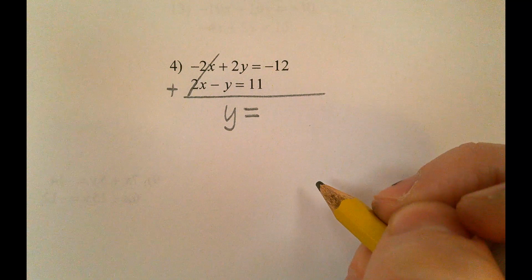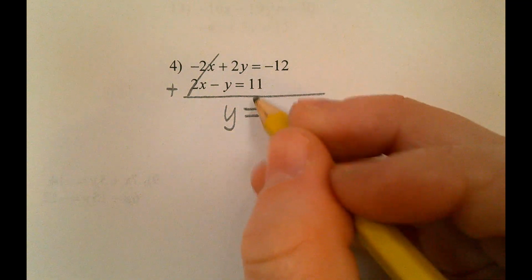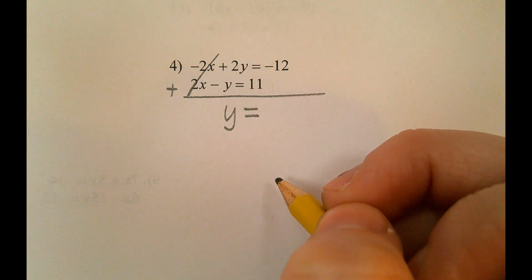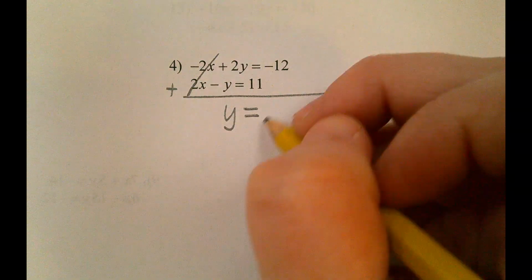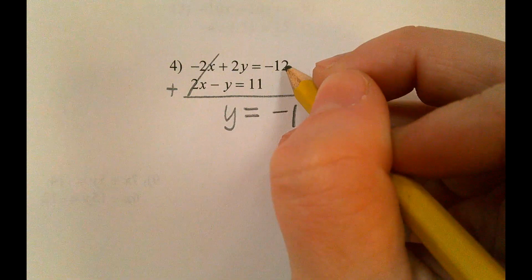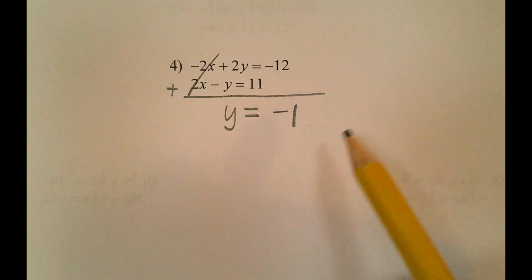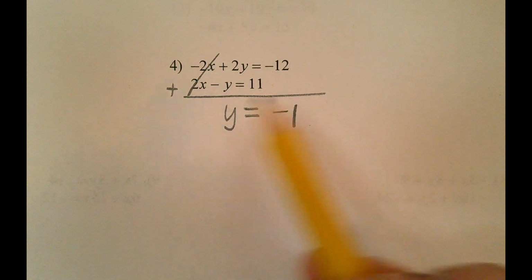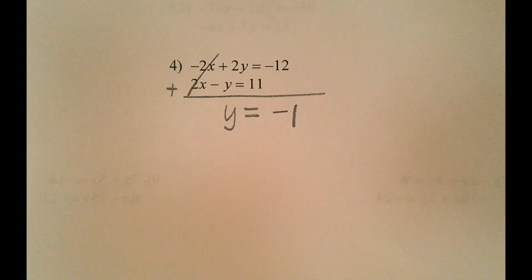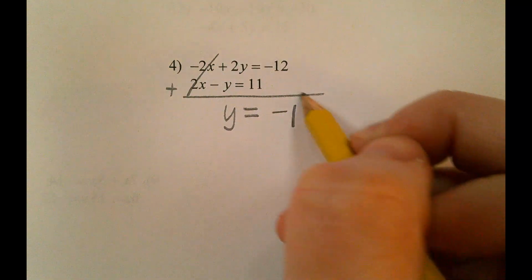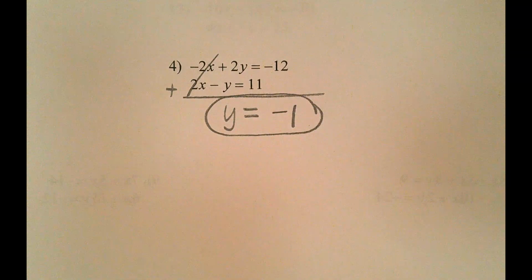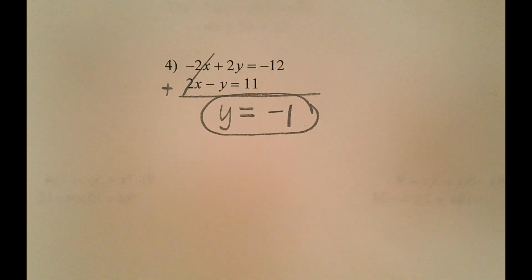And then negative 12 plus 11 is, Ellen, are you sure? Negative 1. Thank you. Negative 12 is bigger. If the bigger number is negative, your answer is going to be negative when you're adding. It's okay. It's pretty close. So, y equals negative 1. That was easy. We didn't have to do anything. One just kind of gave itself up.